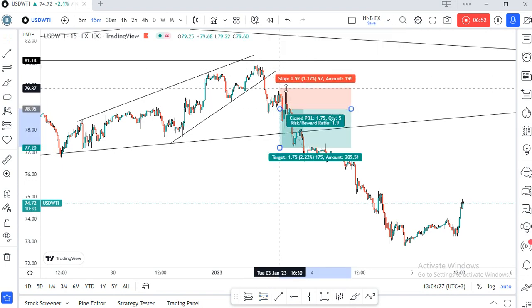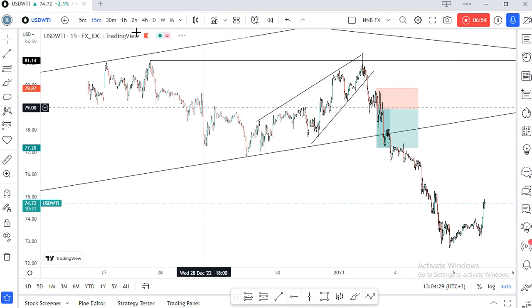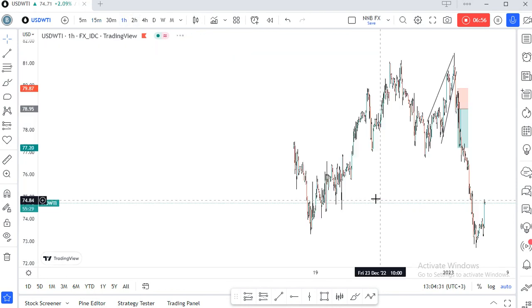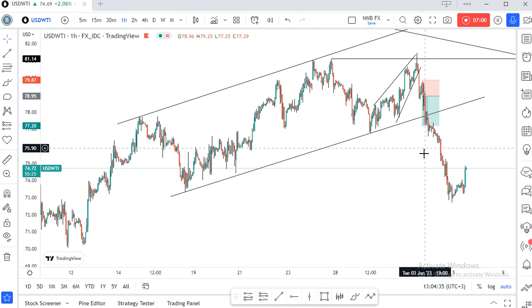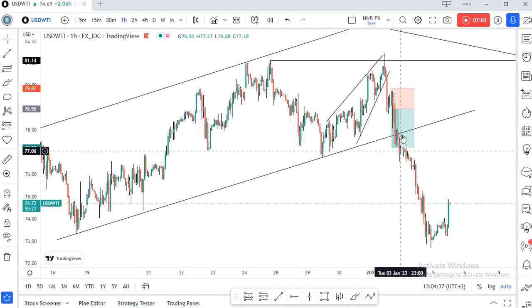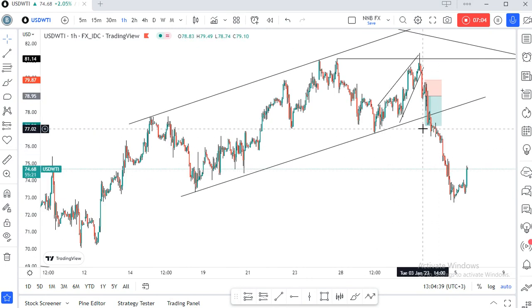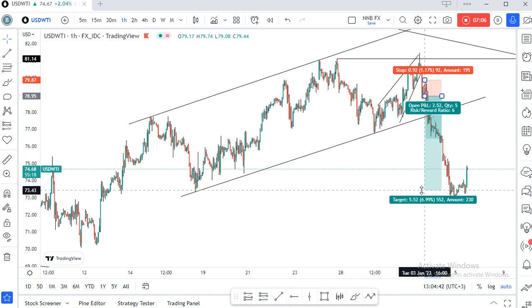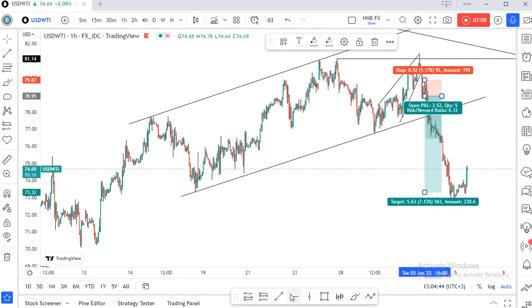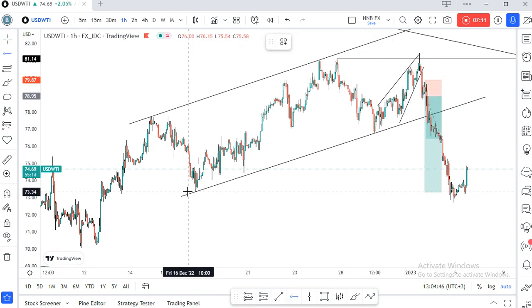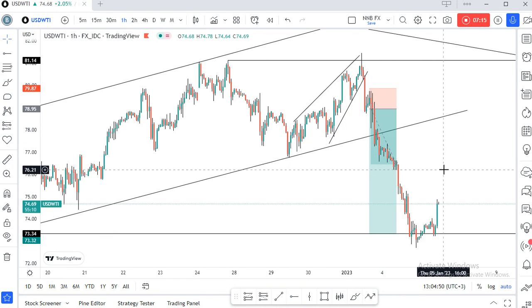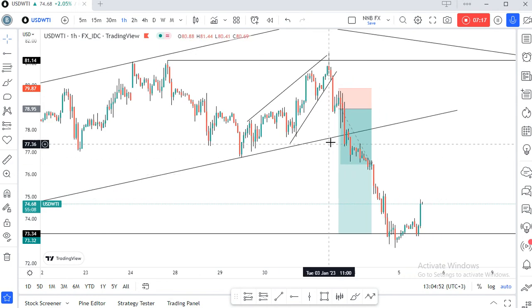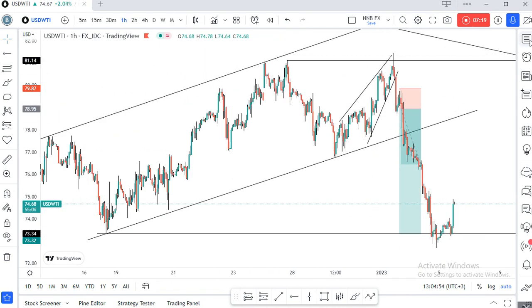My stop loss was above the structure, and after the market broke the trend line impulsively after this candle right here, I moved my stops to break even. As you can see, the market went down to the beginning of the correction, and if you had taken this trade, you would have made a 6% profit if you risked 1%.